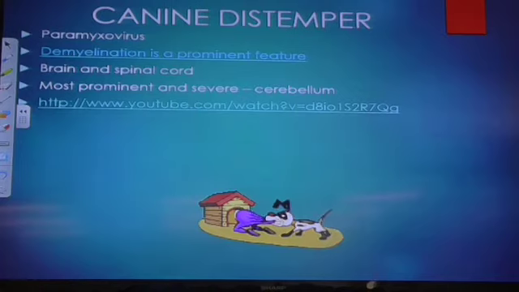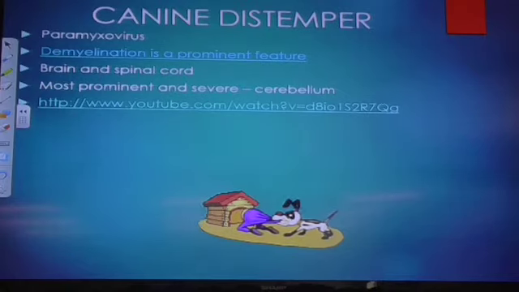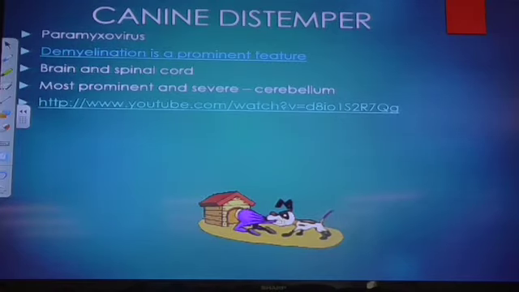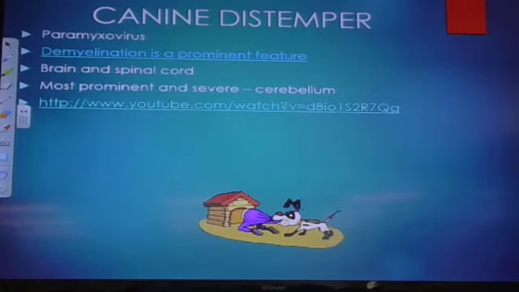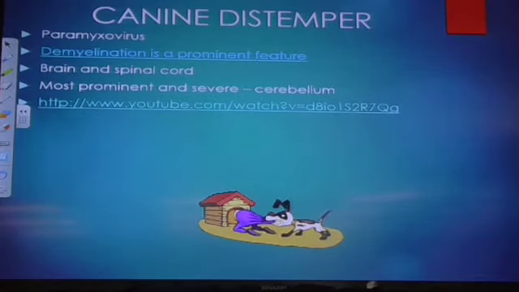Canine distemper is another disease that is caused by a paramyxovirus. What are the different areas that canine distemper affects? GI, so gastrointestinal, what else? Respiratory. Skin, very good. Obviously CNS. So it can affect multiple areas. It's not just one specific organ system.